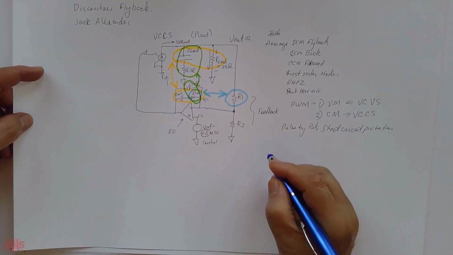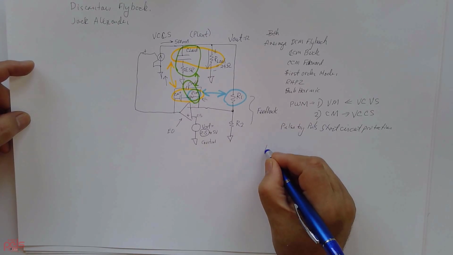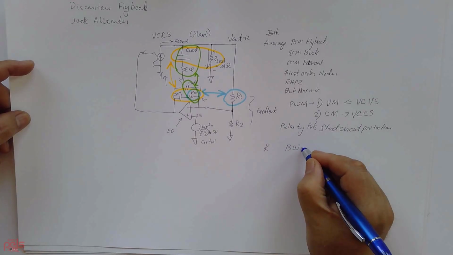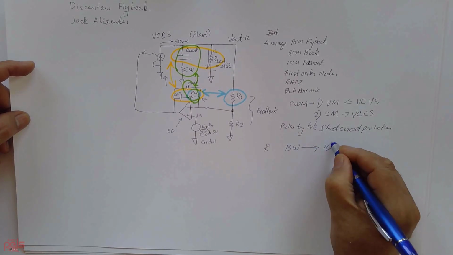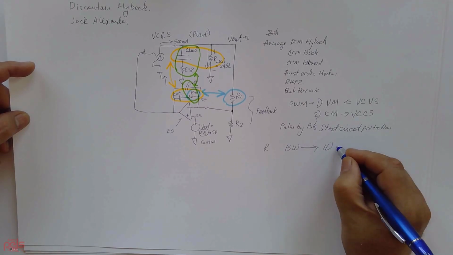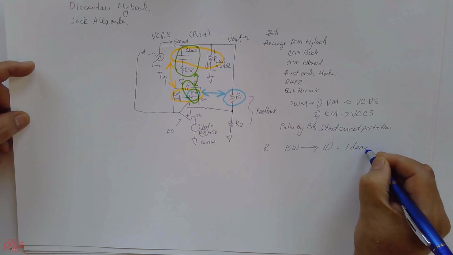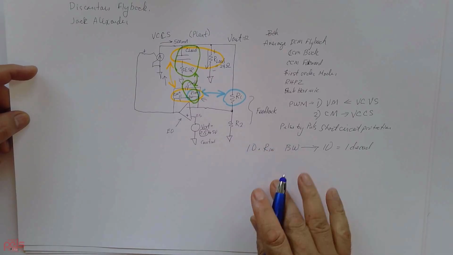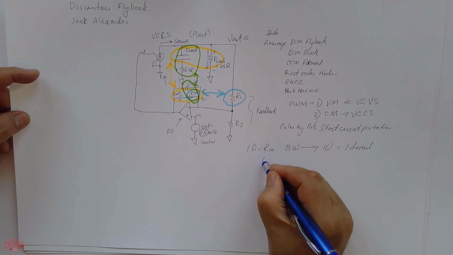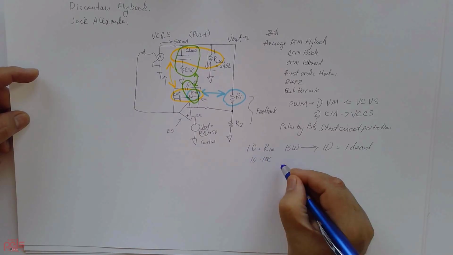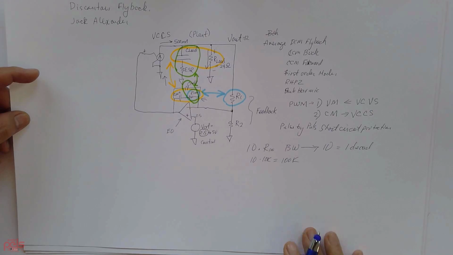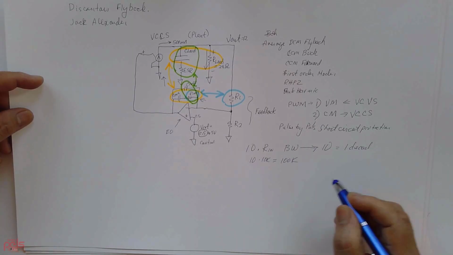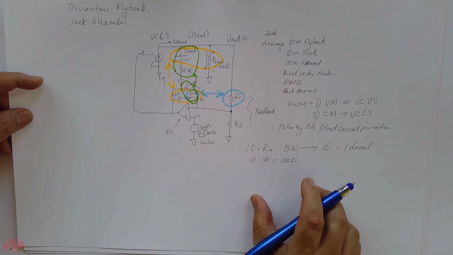Then what you do is, if you want to increase the bandwidth by 10, 10 times equals 1 decade, then whatever your integrator resistor is, you multiply it times 10. So if you have a 10K times 10, then you make your resistor 100 kilo ohms.